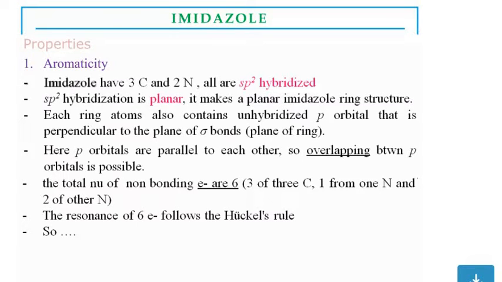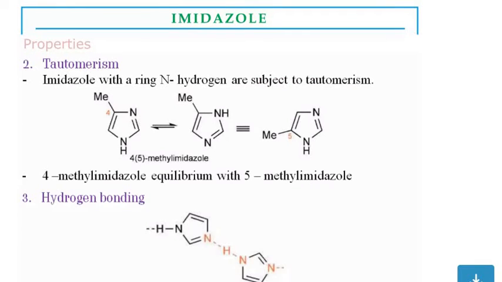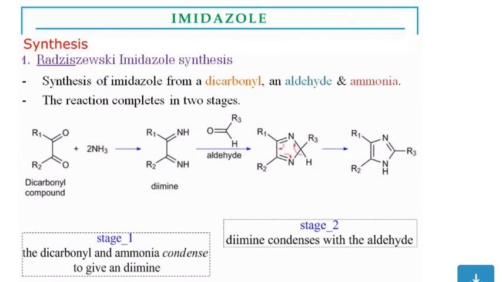Each ring atom also contains an unhybridized p orbital that is perpendicular to the plane of the sigma bonds. Here the p orbitals are parallel to each other, so overlapping between p orbitals is possible. The total number of pi electrons is 6: 3 from the 3 carbons, 1 from 1 nitrogen, and 2 from the other nitrogen. The resonance of 6 electrons follows Huckel's rule. So tautomerism: you can see the imidazole with a ring nitrogen hydrogen is subject to tautomerization and hydrogen bonding.